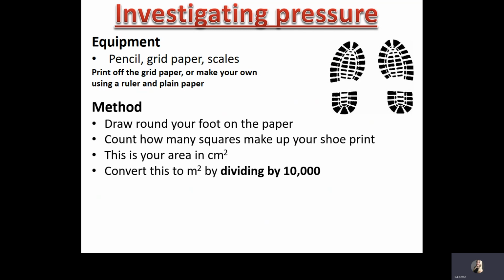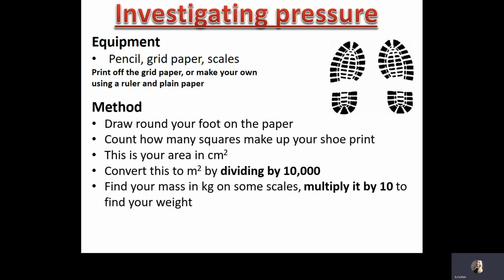To find the force that you exert on the floor, you need to find your weight. If you have some scales at home, maybe in your bathroom, if you stand on them, you can find your mass, but you don't want it in stones and pounds. You want to find it in kilograms. So let's say, for example, that you have a mass of 60 kilograms. If you want to find your weight in newtons, all you have to do is multiply it by 10. That gives you your weight in newtons. So if you are 60 kilograms of mass, then you would be 600 newtons in weight.